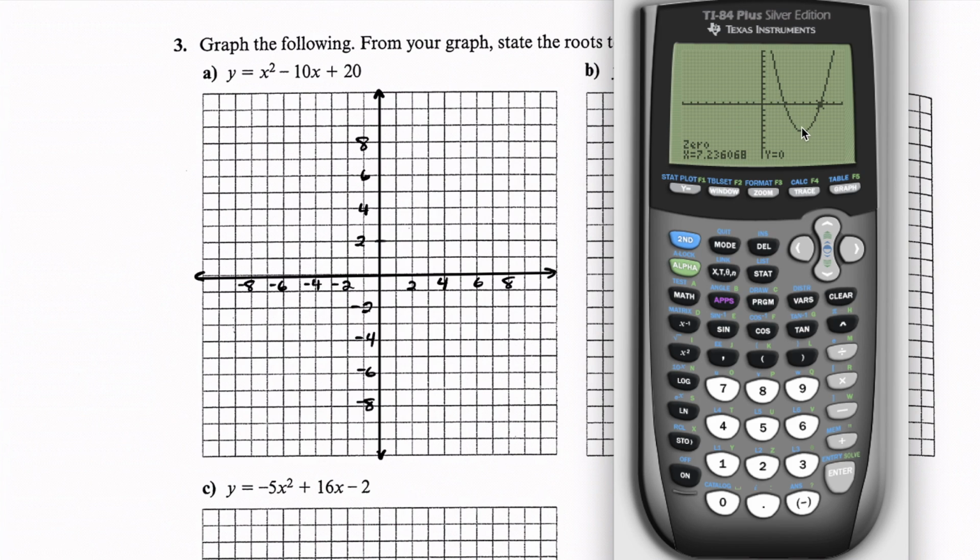We can also, to find another point, find the vertex. That's the minimum point. So we'll go second calc, and we'll find the minimum, so that's number 3. And scroll all the way to the vertex.